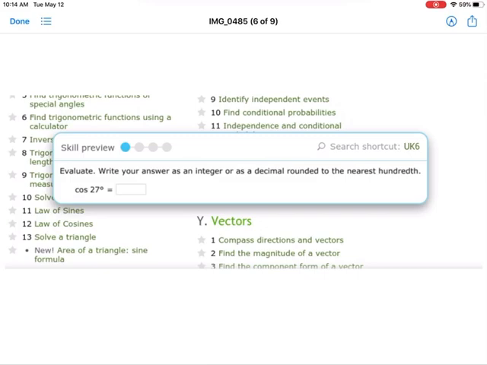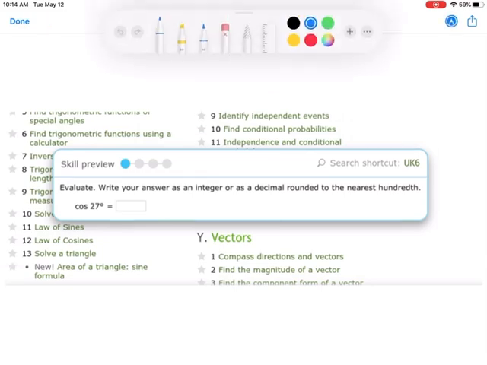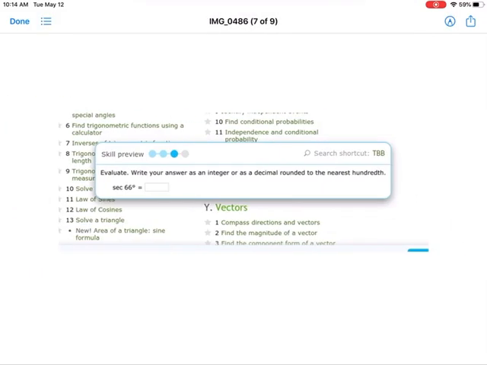Oh, sorry about that little intermission there. All right, cosine of 27. So this is where you actually just use your calculator. That's pretty easy. I'm just going to literally type in cosine 27. Make sure I'm in degree mode. Yes, I am. And just hit equals, 0.89. So this is equal to 0.89. That's actually a pretty easy section.